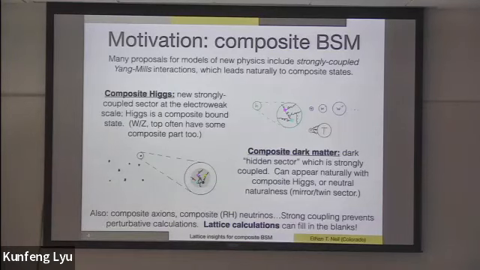There are other kinds of interesting models: composite axions, composite right-handed neutrinos, things like that. There's this landscape of interesting models you can build where strongly coupled physics is underlying it, and the appearance of strong coupling prevents you from understanding everything using perturbation theory. So lattice calculations can help to fill in the blanks, because it's a non-perturbative technique that can get us information.